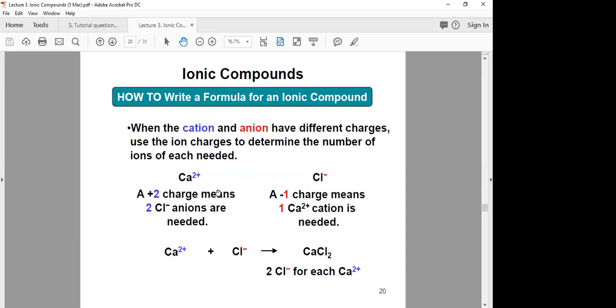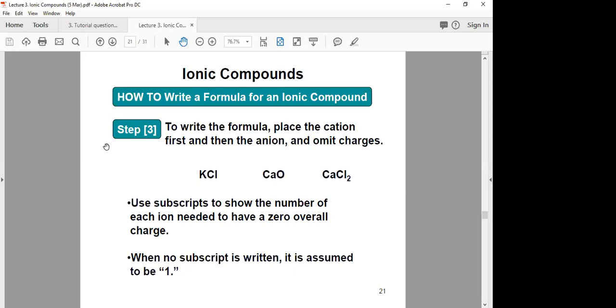And of course, you already know how to do this. A 2+ calcium cation, but only a single negative for the chloride ion. So of course you would need 2 of these to balance the calcium cation. And that's written as such: calcium 2+ plus chloride with a single negative. And the answer, calcium chloride, but we have 2 chlorides for the 1 calcium.